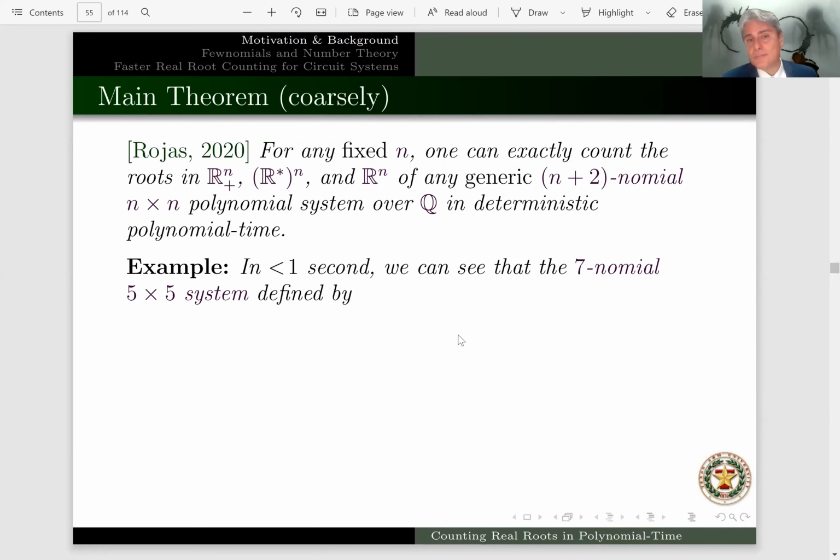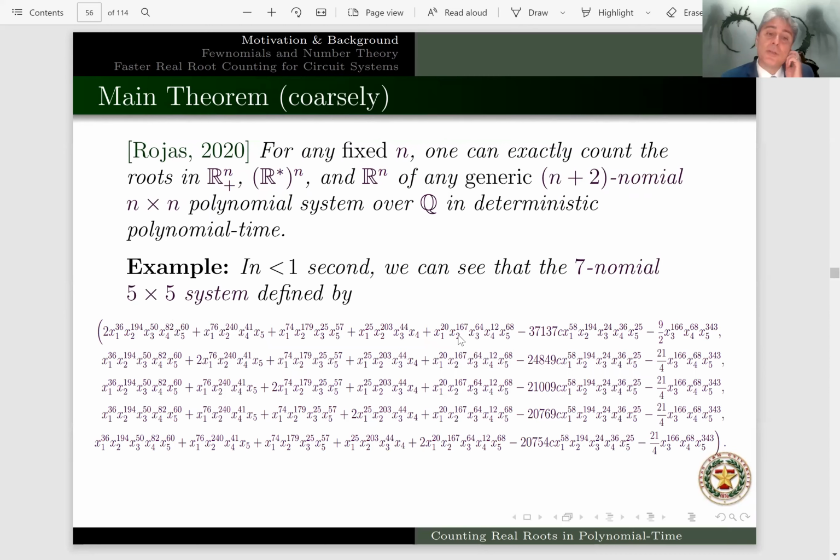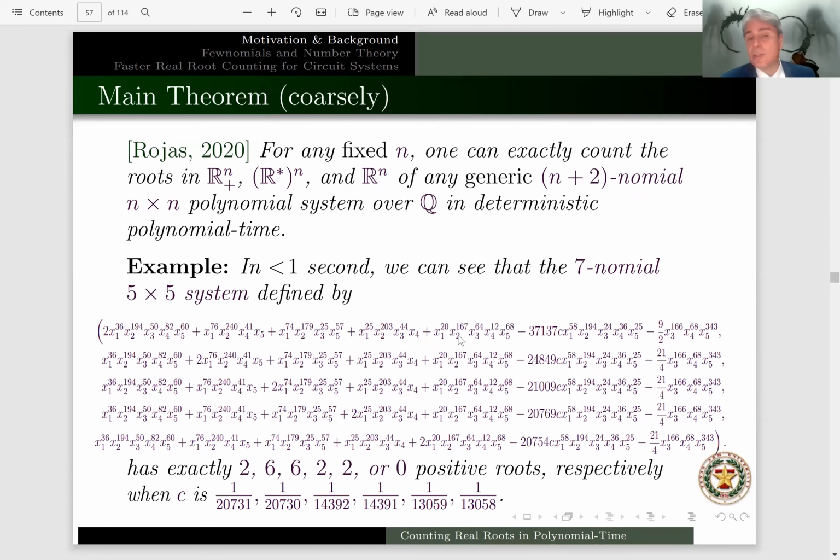As an example, in under 1 second, we can look at a 7-nomial 5 by 5 system defined by this. Here you see 5 equations, 5 unknowns, a total of 7 distinct exponent vectors. If you look closely, you see in the 6th term that there's a parameter c. So I'm going to vary this parameter c and do a bunch of counts. You'll see the number of roots of this family is going to be 2, 6, 6, 2, 2, or 0 positive roots, respectively, for these different values of c.